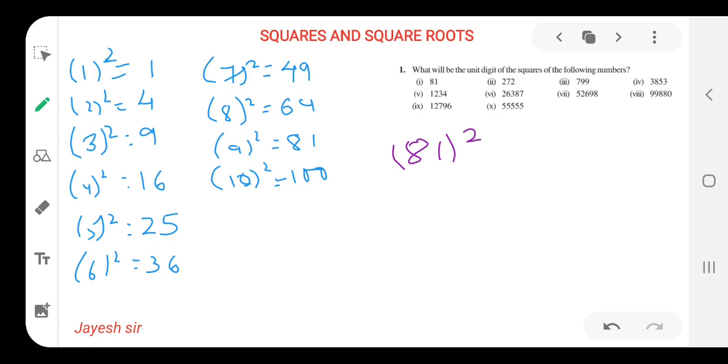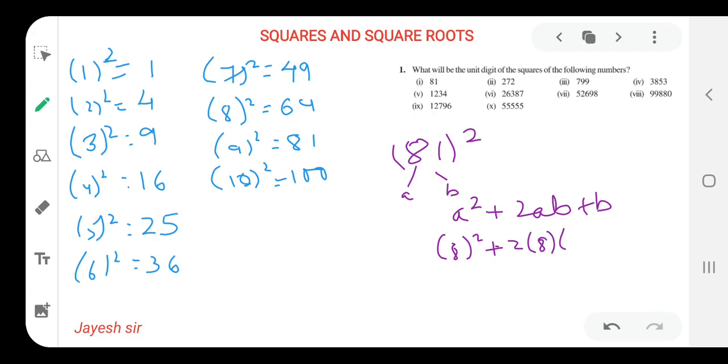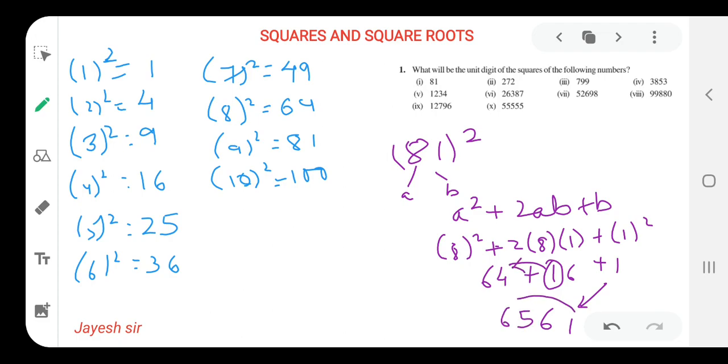So let us understand. Here we take 80 as a and 1 as b, and the formula is a square plus 2ab plus b square. We put the value of a as 8, so 8 square, plus 2 as it is, a as 8, b as 1, plus b square, that is 1 square. 1 square is 1, 2 eights are 16, and here it is 64. Only one digit I am writing, so here it is 1, and here that digit is 6, and this one goes for carry over because we want only one digit, so it will become 65. So the square of 81 is 6561.